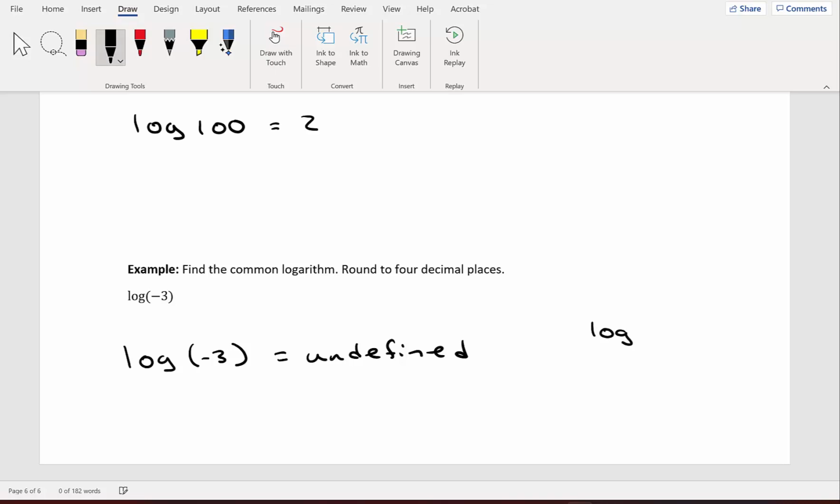So if you have, say, log base a of 0, this is undefined. Also, log base a of some negative number is also undefined. The reasoning behind it is that you can't raise your base to some number and get a negative result. Same thing with 0. You can't raise your base to some number and get 0. So those two log expressions would be undefined.